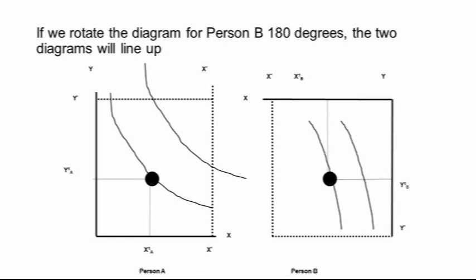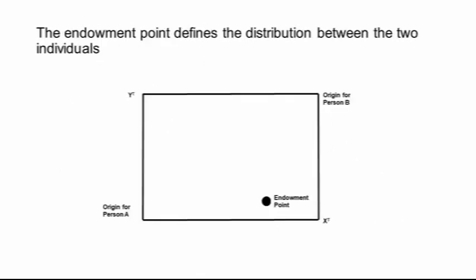So this is really important. Make sure you understand this rotation of person B's diagram by 180 degrees. Once you see that, you'll see that the units are matched up exactly right. The size of the box, XT units of X, YT units of Y, are the same in the two diagrams. What goes from 0 to xt in person A's diagram goes from xt to 0 in person B's diagram, and we can put the two diagrams on top of each other. So the Edgeworth box has dimensions xt and yt.